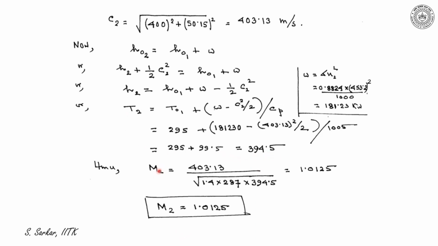The exit Mach number would be equal to C2 divided by root over gamma R T2. I know all the values: C2 as 403.13, root over 1.4 into 287 into 394.5. It will be equal to 1.0125. Thus the exit Mach number is equal to 1.0125.